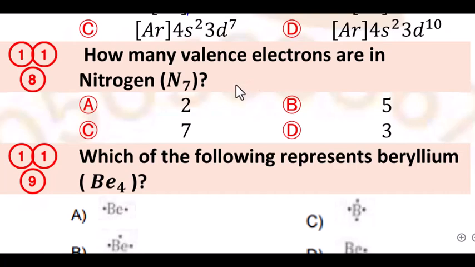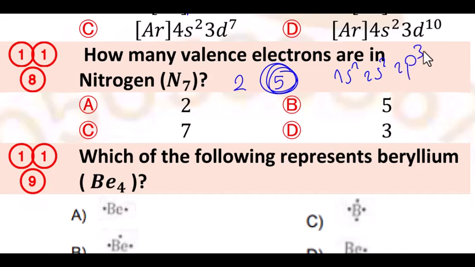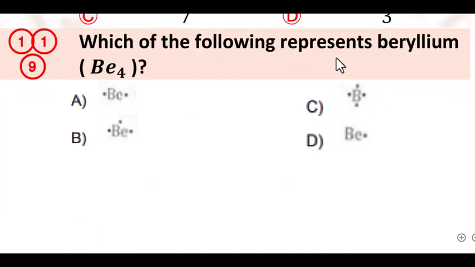How many valence electrons are in nitrogen 7? So 5, valence electrons is 5. Or write the electron configuration 1s2, 2s2, 2p3. Here we add 2 plus 3, which is 5. In which period? In period number 2, group 15. We add 10 to 5.